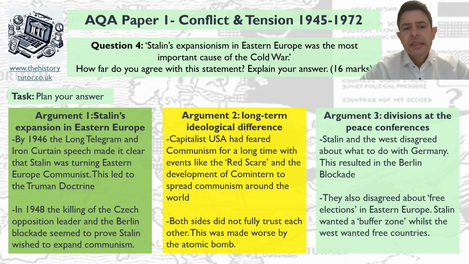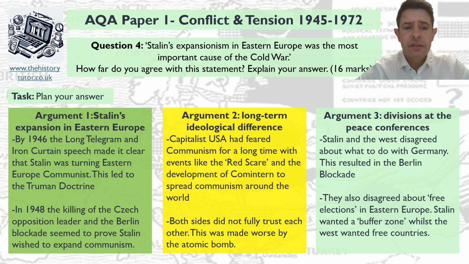Okay, so here are my ideas. Stalin's expansion in Eastern Europe. By 1946, the Long Telegram and the Iron Curtain speech made it clear that Stalin was turning Eastern Europe communist. This led to the Truman Doctrine, which was a doctrine that said we want to end communism. That's pretty much a statement that's going to get conflict.